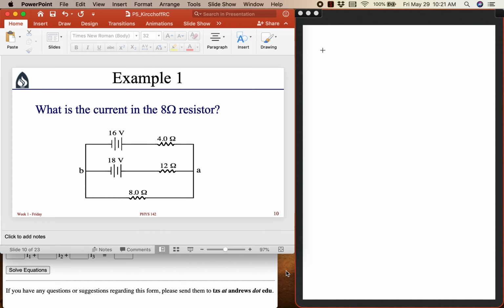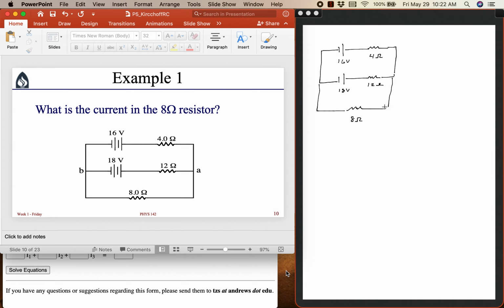So in this circuit we have a 16-volt battery. We also have a 4 ohm resistor, and this is on the top branch. Then on the next branch down we have an 18-volt battery, and we have a 12 ohm resistor. And then finally on the bottom branch of the circuit we have only an 8 ohm resistor, and that's the resistor that we want to find the current through. Alright, so there is our circuit.